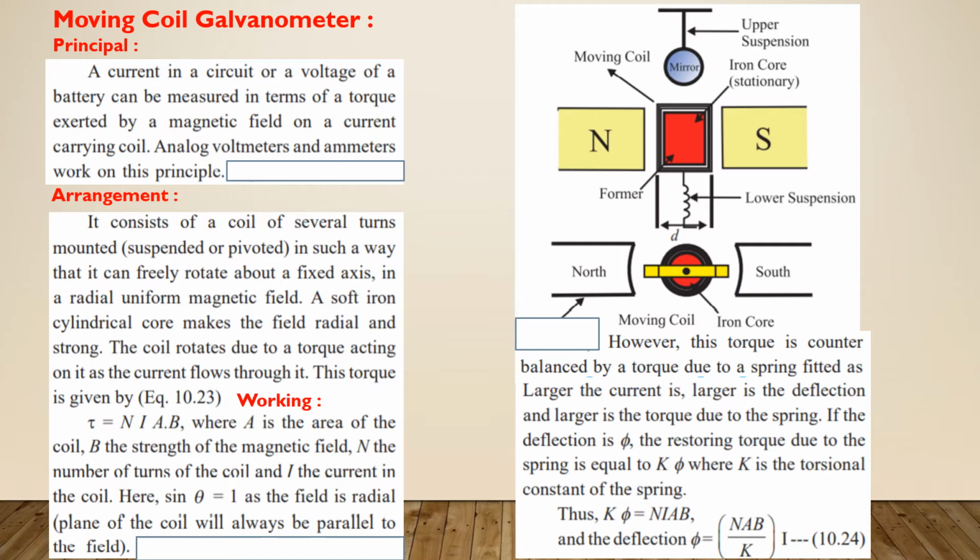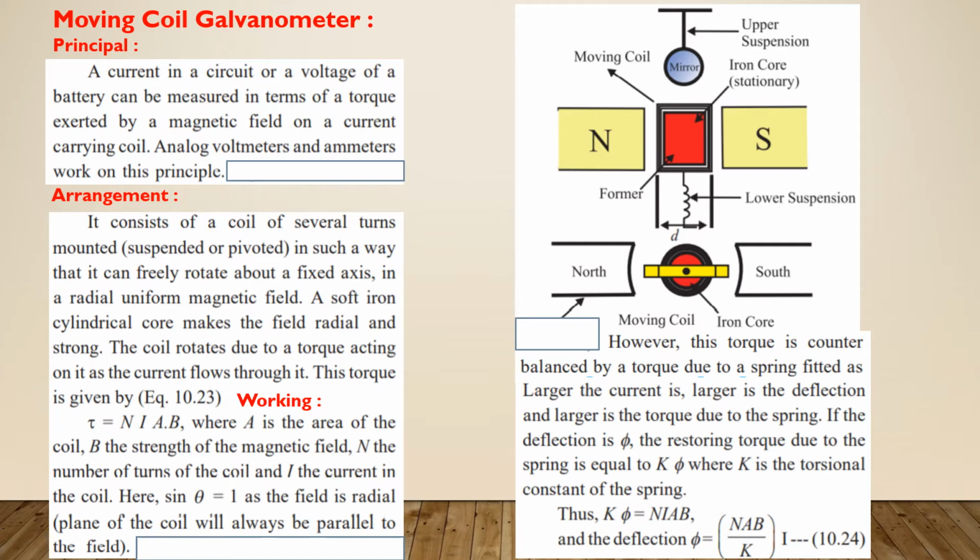The adjacent diagram shows the vertical section and transverse section of the arrangement. A coil of several turns is either suspended or pivoted in the radial magnetic field so that it can freely rotate about a fixed axis. When a current is passed through the coil, it deflects.